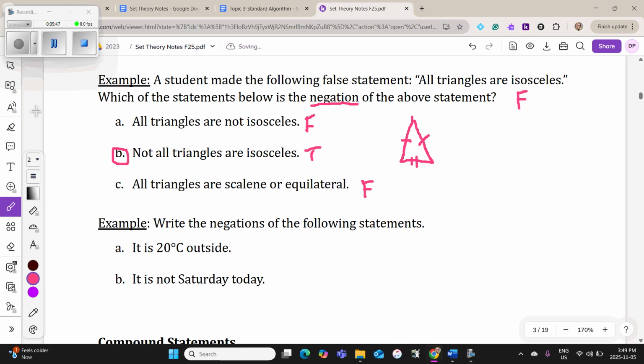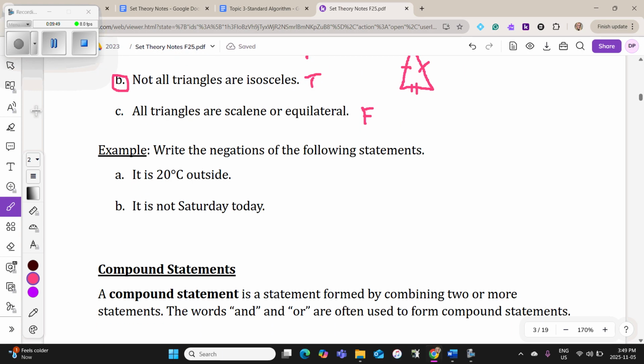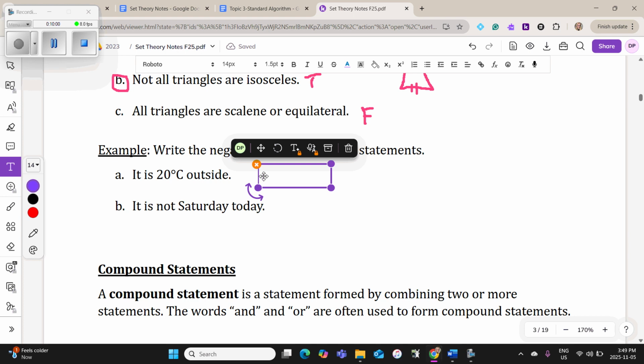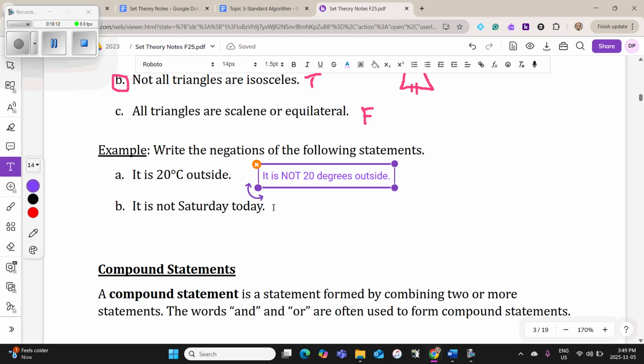Okay, next example says write the negations of the following statements. It is 20 degrees outside. So the negation is the exact opposite. It is not 20 degrees. Add that word not in there and it has the opposite truth value.